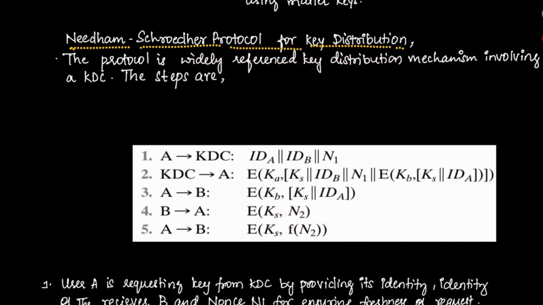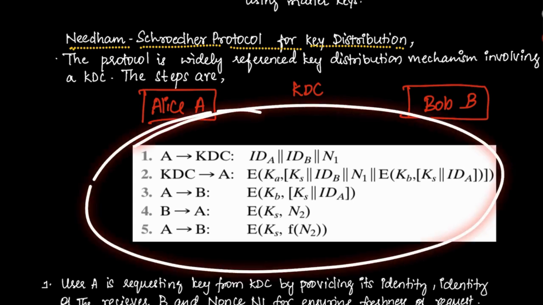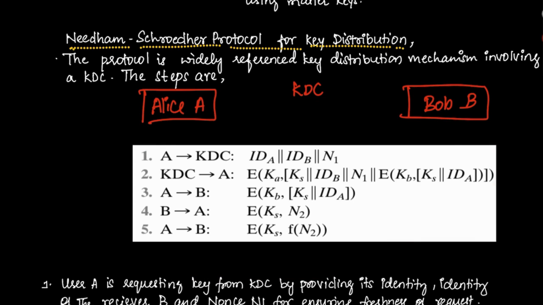So let's take two users here, A being Alice and B being Bob, and in between we have a key distribution center. Here we have the steps, and we'll discuss how the communication happens. Firstly, Alice will send a request to the key distribution center to communicate securely with Bob.